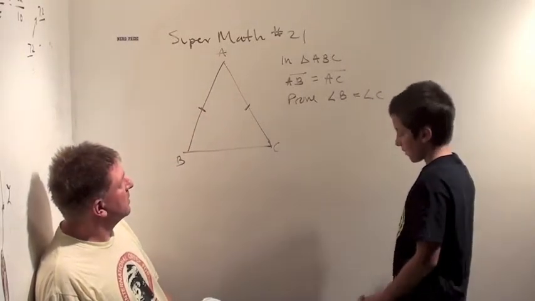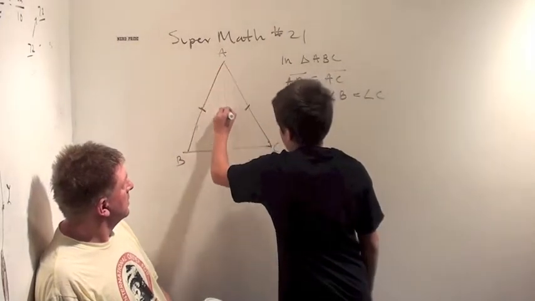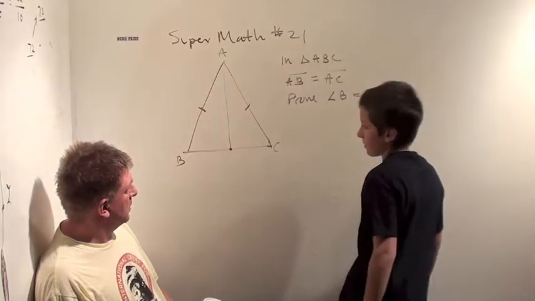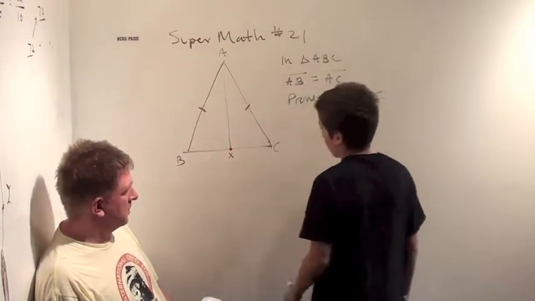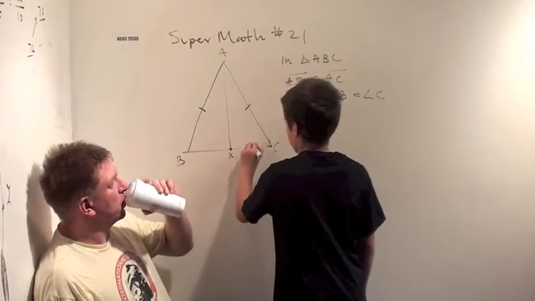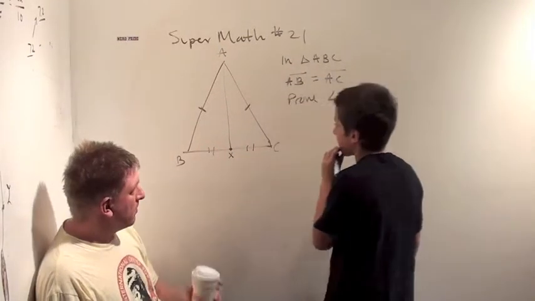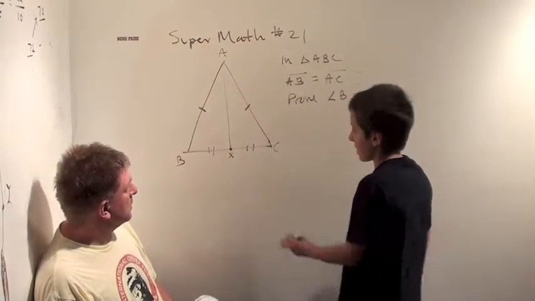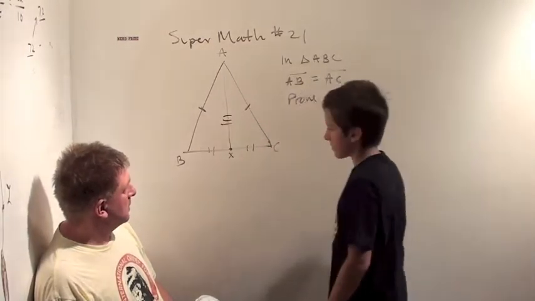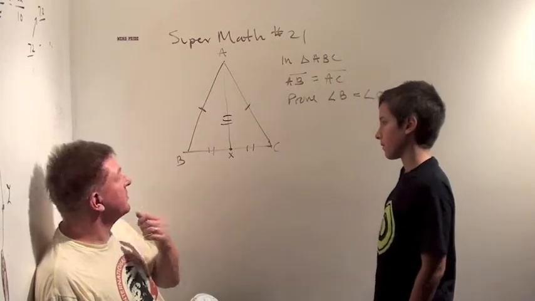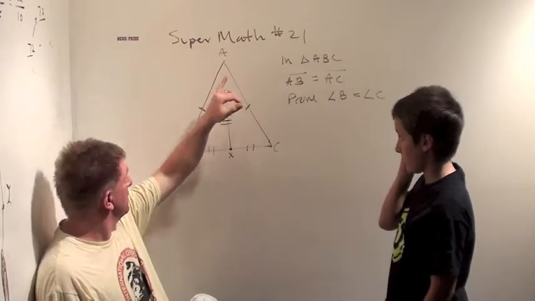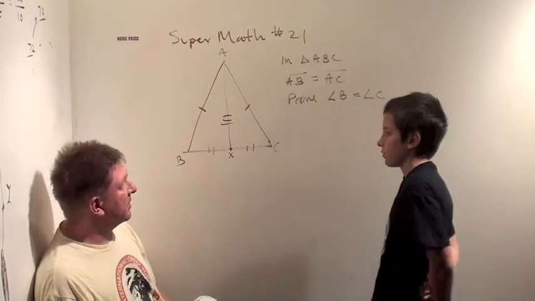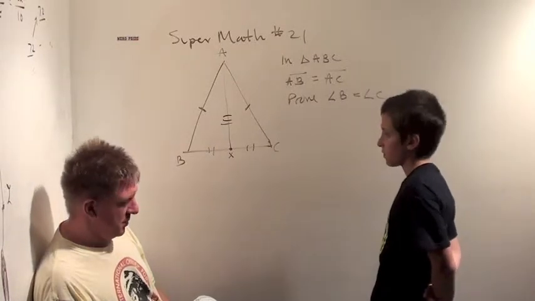Alright, so I'm going to draw this line. That's the midpoint of line BC. I'll just call this point X. So I have these two triangles, which are the same because of side congruence. So you have two triangles here, AXC and AXB, and they're congruent because all three of their sides are the same.